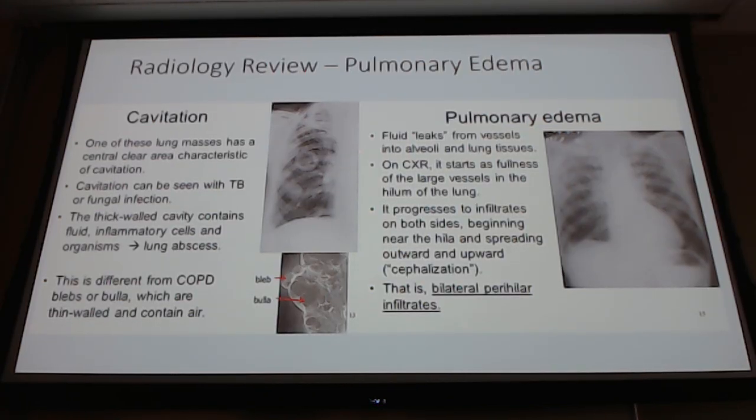When we think of cavitation, we see these nice fungal balls here. These are circular. They will look different than a bleb, which we'll see in COPD emphysema. They're actually circular. They may have a fluid level. They may look really dirty in there and just gross. It depends on what is causing those cavitations. It could be TB. It could be sarcoidosis. It could be an infection. But that's the difference between cavitation, pulmonary edema, and pleural effusions.